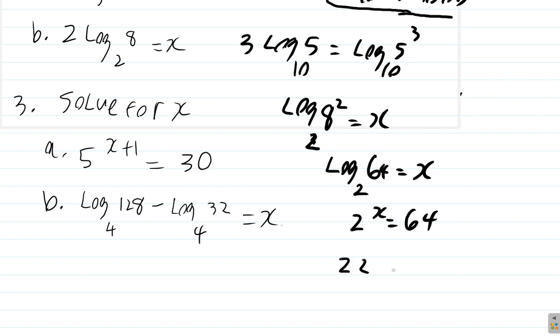2 times 2 is 4. A third 2 gives you 8. 8 times 2 is 16. 16 times 2 is 32. 32 times 2 is 64. Alright. 2 times 2 times 2 times 2 times 2 times 2 gives you 64. Alright. 1, 2, 3, 4, 5, 6. There were 6 2's, so 2 to the 6 is 64. So x in this case would be equal to 6.